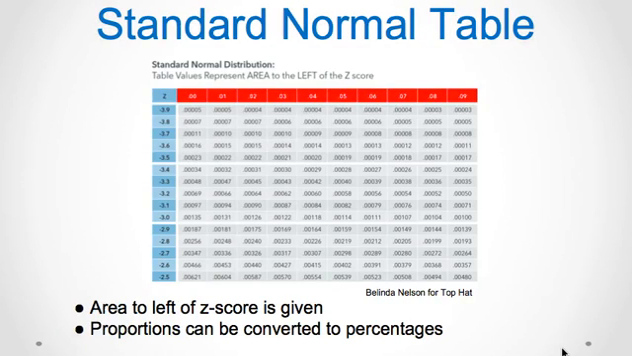Here is what the standard normal table looks like. The first column is always the z-score to the tenths, and the first row is the z-score's hundredths value. The table values correspond to area under the standard normal curve to the left of the z-score. The area is given in terms of proportions, which can be converted to percentages.